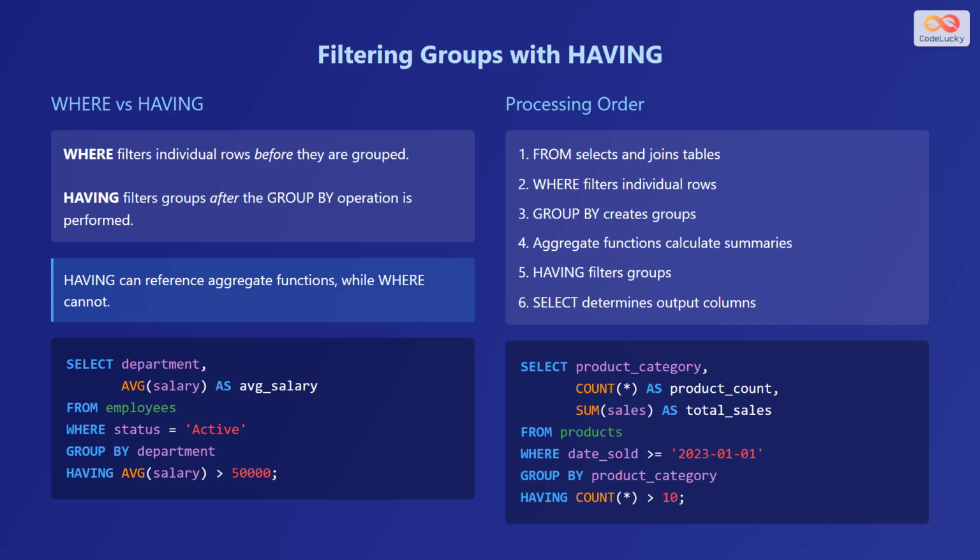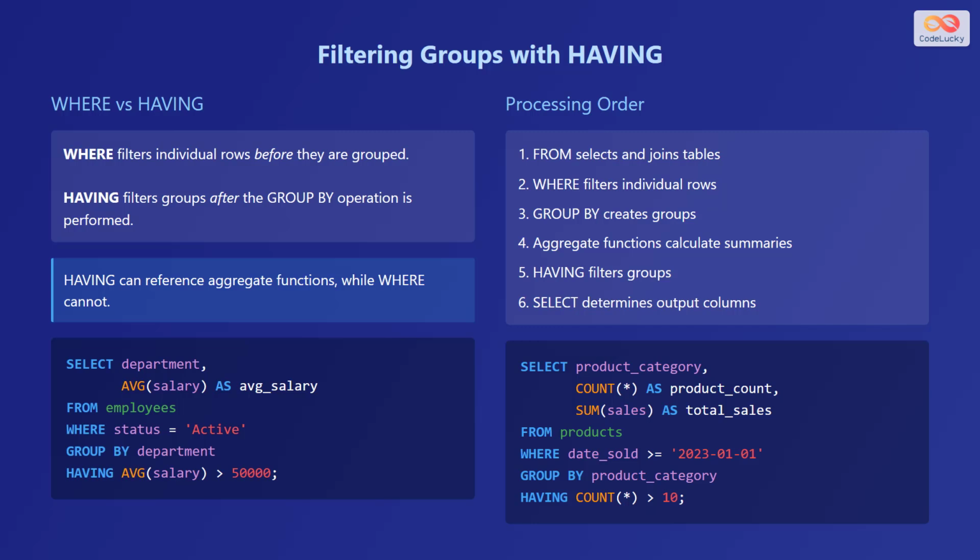Look at the code below. This query selects the department and calculates the average salary from the employees table, but only for active employees. It groups the results by department and then filters these groups to only include those where the average salary is greater than $50,000. Here's the order of operations: from selects and joins tables.